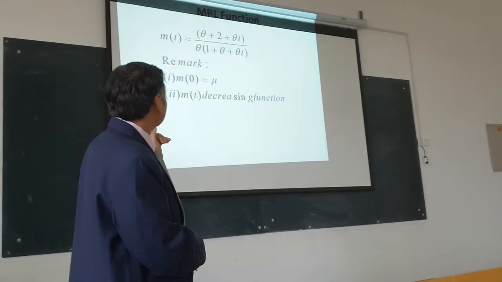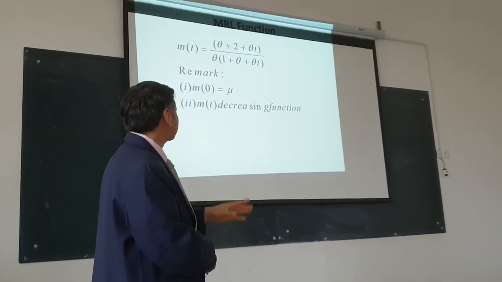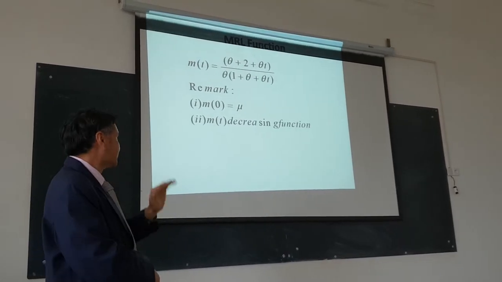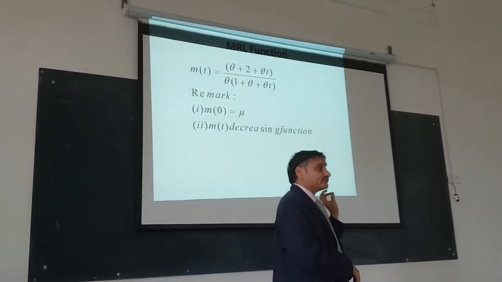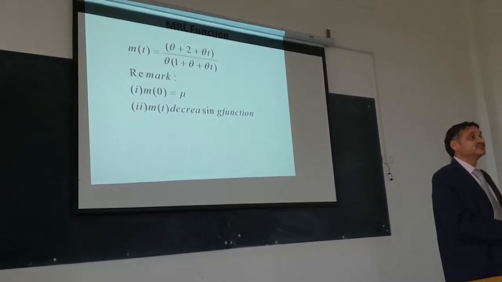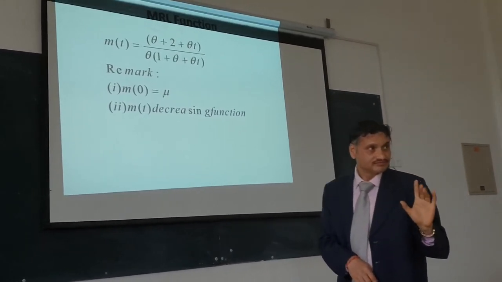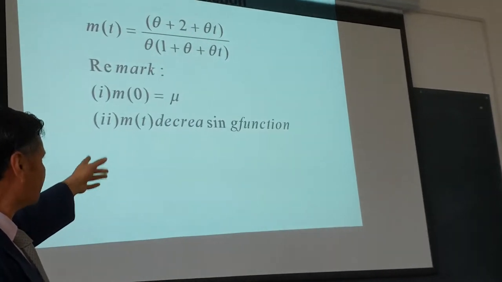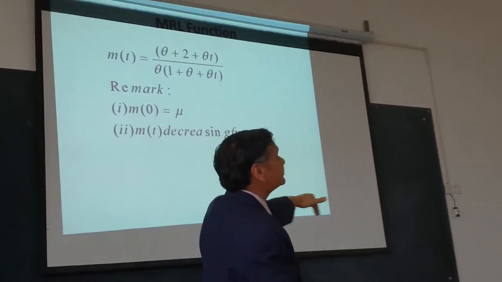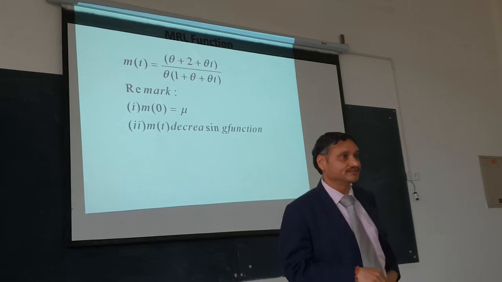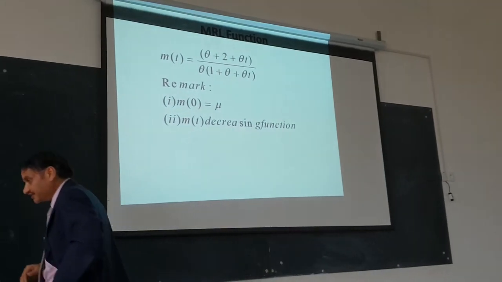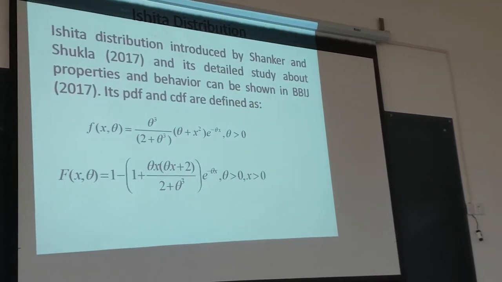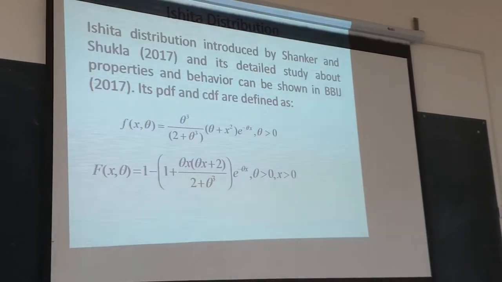The MRL, the mean residual life that I have discussed here, is given as theta plus 2 plus theta t over theta times 1 plus theta plus theta t. So the mean residual life formula is here. If you put t equal to 0, it should be equal to the mean. That I already discussed. I have plotted the mean residual life here, and its behavior is a decreasing function with respect to time. So now it's over. I am coming to the next slide.